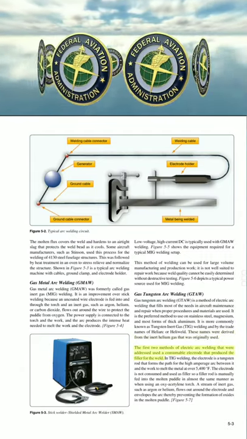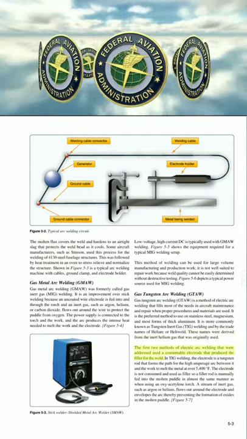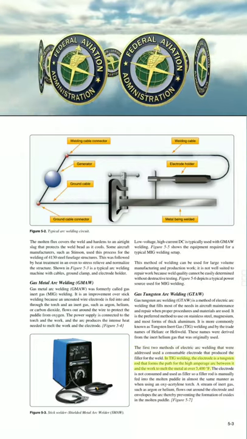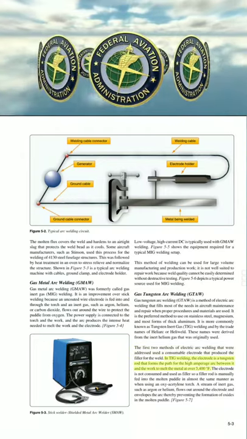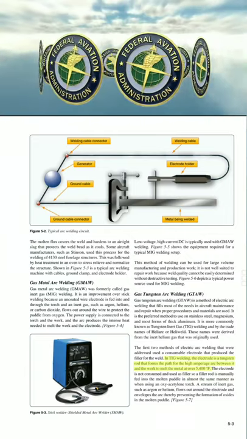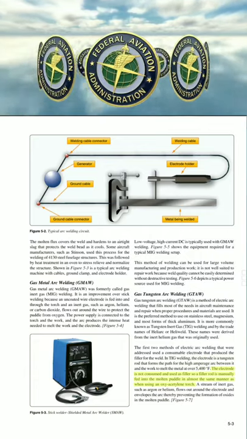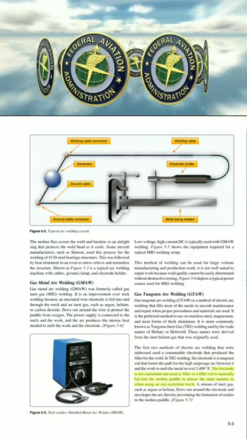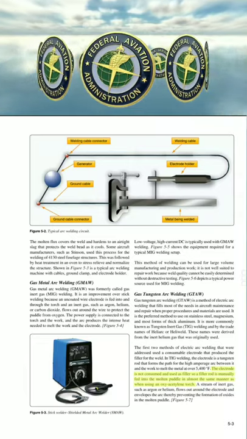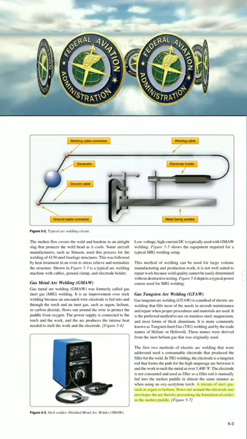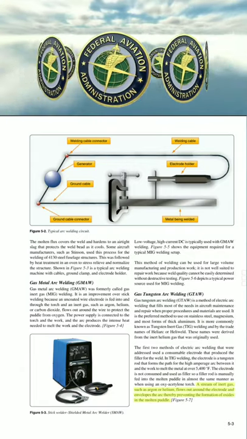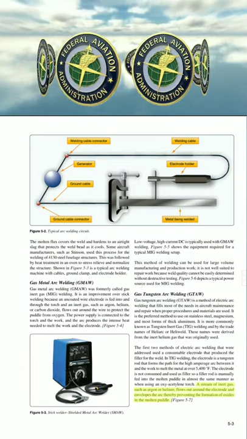The first two methods of electric arc welding that were addressed used a consumable electrode that produced the filler for the weld. In TIG welding, the electrode is a tungsten rod that forms the pad for the high amperage arc between it and the work to melt the metal at over 5,400 degrees F. The electrode is not consumed and used as filler, so a filler rod is manually fed into the molten puddle in almost the same manner as when using an oxyacetylene torch. A stream of inert gas, such as argon or helium, flows out around the electrode and envelopes the arc, thereby preventing the formation of oxides in the molten puddle.